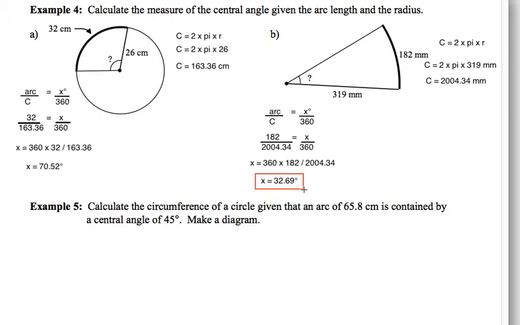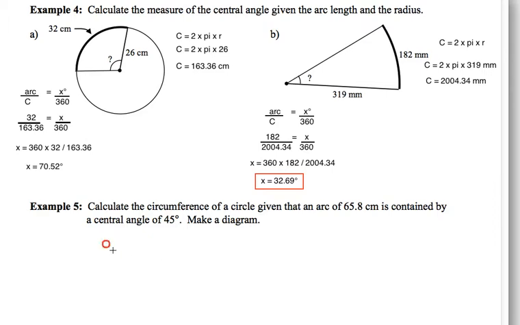Okay, example 5. Calculate the circumference of a circle, given that an arc of 65.8 centimeters is contained by a central angle of 45 degrees. Make a diagram. Now, I know it says make a diagram here, and I know how most of you would read that as saying, do not make a diagram. I can understand how that happens, but it says make a diagram. So, what do you think you should do? That's right, make a diagram, because it'll make your life a little bit easier.